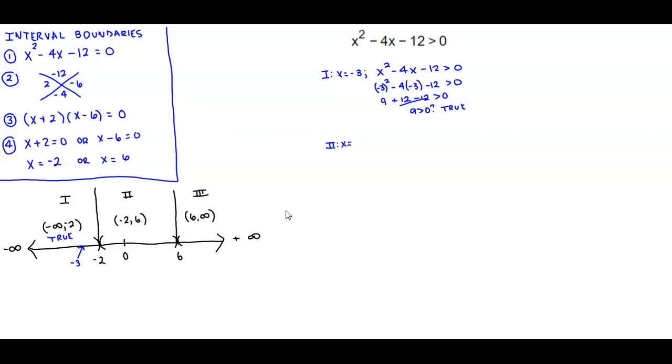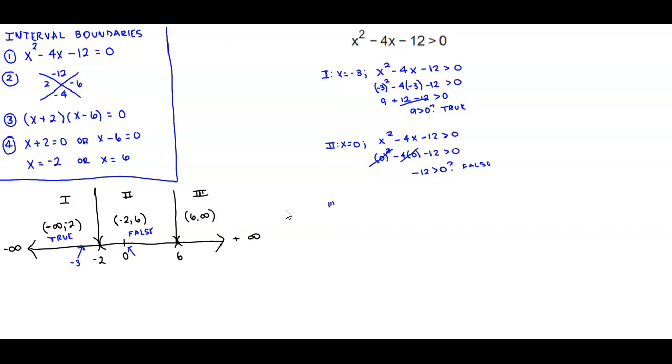Alright, so now let's take a look at interval number 2. Well, the easiest number to pick in interval number 2 is 0. So let's pick 0 and then plug it into the quadratic inequality. So we have x squared minus 4x minus 12 greater than 0. We plug in 0: 0 squared minus 4 times 0 minus 12. We want to see if that's greater than 0. Well, that gives us negative 12, which is greater than 0. Is that a true statement? That is false. And so therefore, it's false for interval number 2.